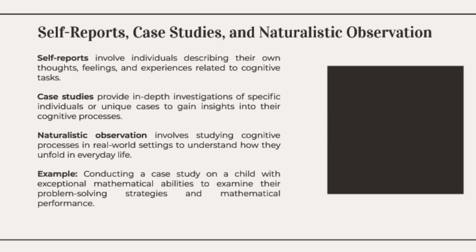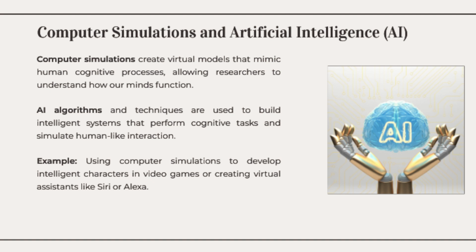However, it's important to note that these methods have limitations as well. For example, self-reports can be influenced by biases or memory inaccuracies. Case studies may not be representative of the general population, and naturalistic observations may be subject to the influence of uncontrolled variables. Therefore, cognitive psychologists often use a combination of these methods along with other research approaches to obtain a comprehensive understanding of human cognition.